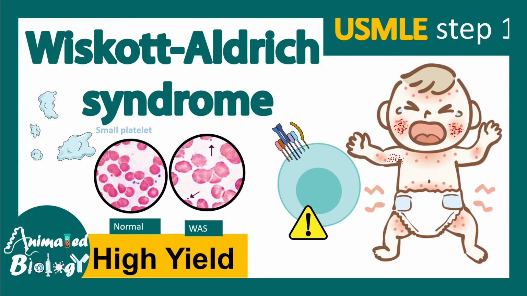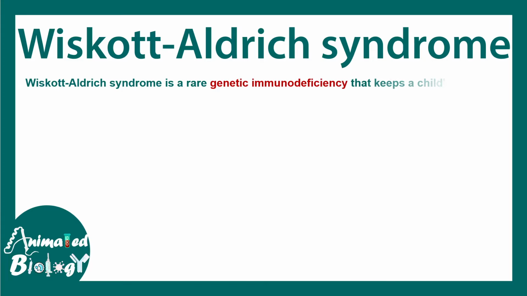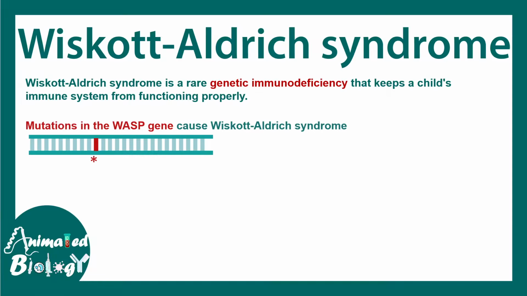In this video, we'll talk about an important syndrome known as Wiskott-Aldrich syndrome. This is a high-yield topic for USMLE Step 1. Wiskott-Aldrich syndrome is a rare genetic immunodeficiency that keeps a child's immune system from functioning properly or optimally. This is associated with a mutation in the WASP gene.